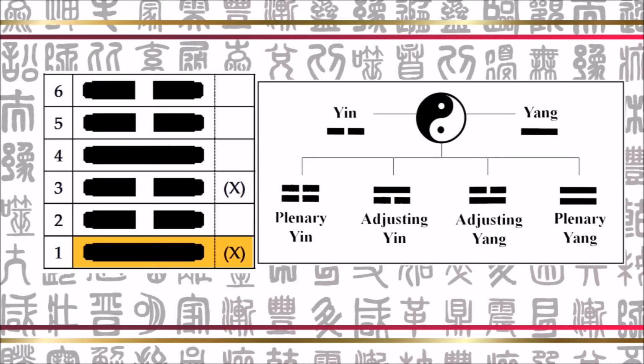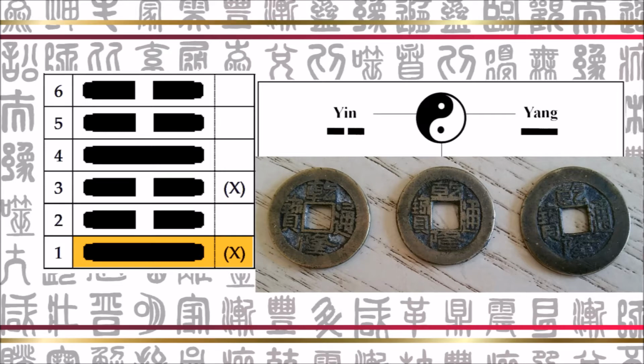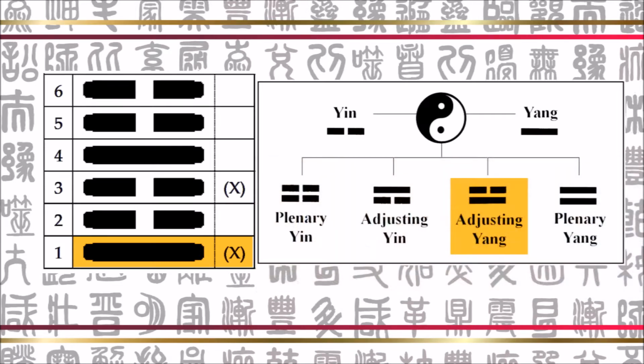Now let's study line 1, where the result was a changing yang line. Remember from the video workshops and supplemental handouts that the X marks a changing line. A changing yang line in the coin toss method was produced from 3 heads. When you see a changing yang line or adjusting yang line, that is the state of the binary or two-line coding you'll want to envision in your mind. Adjusting yang is going to transition into yin.